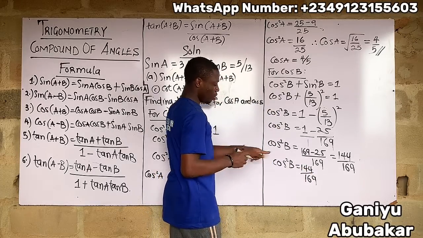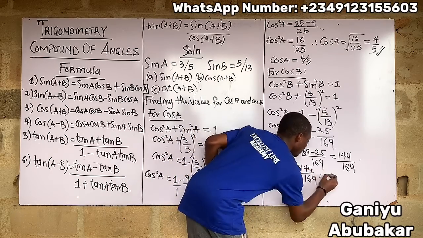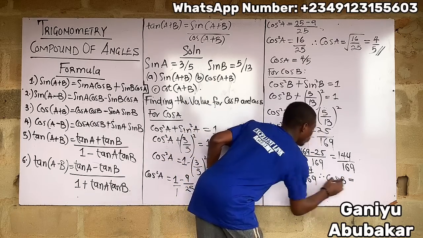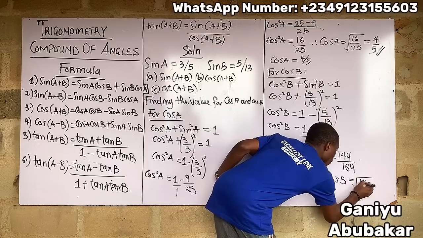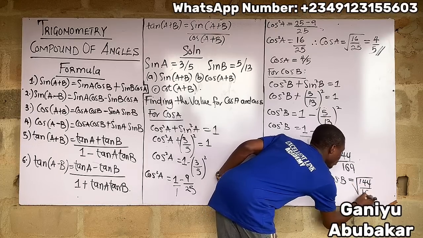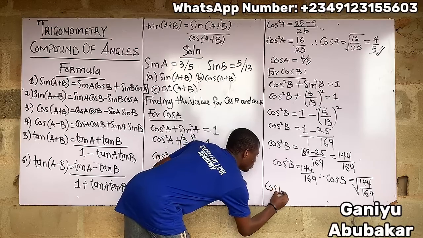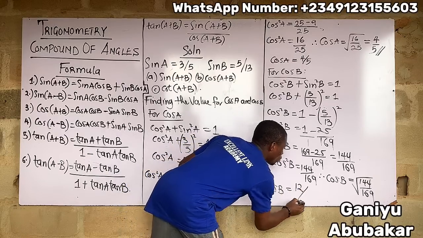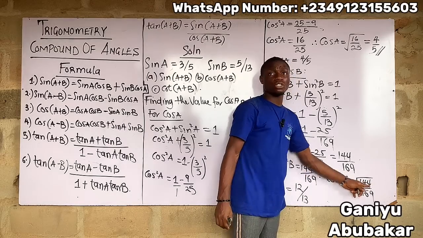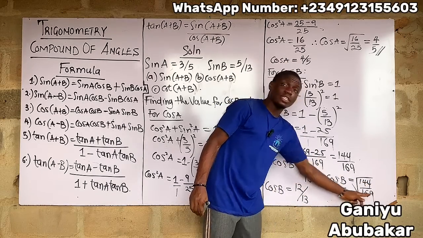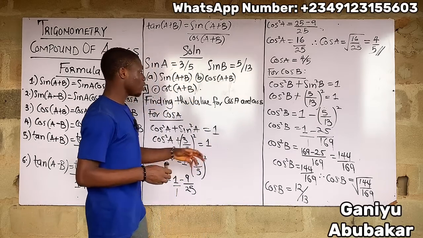True or false? Take this square here, I will have a square root, right? So therefore, I'll have that cos B is equal to the square root of 144 all over 169. So I have that cos B is equal to what? 12 over 13. Am I right? Square root of 144 is 12, and square root of 169 is 13. So in general now, I've gotten my value for what?